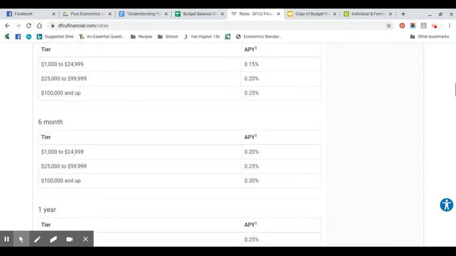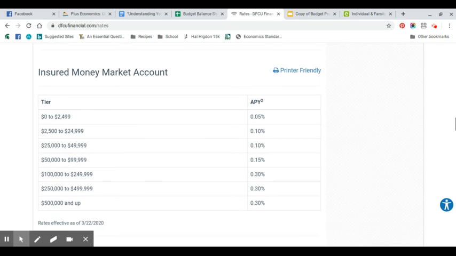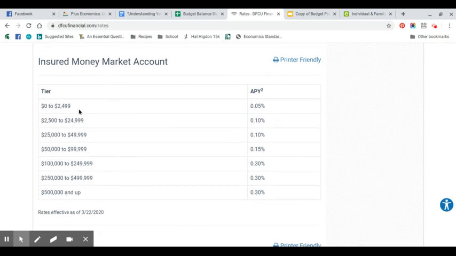If we scroll down, we're going to try to find money market accounts. For the first $2,500 that you choose to put in a money market account, you're going to have the exact same interest rate as a regular savings account. That's why money market accounts are usually for accounts that you're putting a lot of money in. Notice if you have $100,000 in your savings account, which I'm not sure many people do, your interest rate instead of being 0.05 is 0.3. So as you put more money into these money market accounts, you are going to earn more interest.